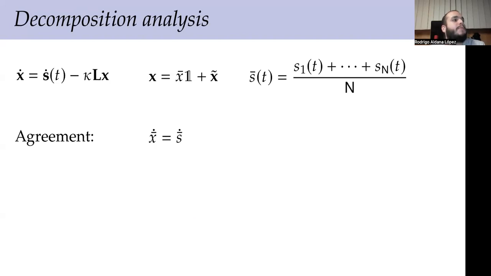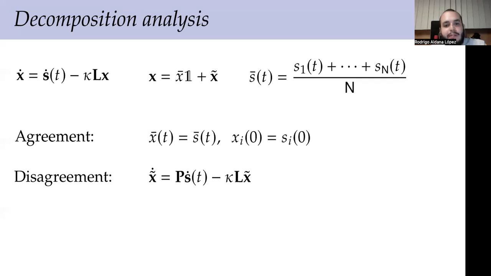So we perform the same decomposition analysis, right? So we decompose, again, in something parallel to consensus and the disagreement. And when you compute the dynamics of this term, you observe that the derivative of the agreement is exactly the derivative of the average signal, okay? Which means that for appropriate initialization, right, it is exactly the average signal, right? So the agreement is exactly the average signal, which means that in some sense, you already have the problem solved, right? So in some sense, you have the solution already in the state. You just have to get rid of the disagreement, right? So the solution is already there for the whole time. You just have to get rid of this, let's say, fog, okay?